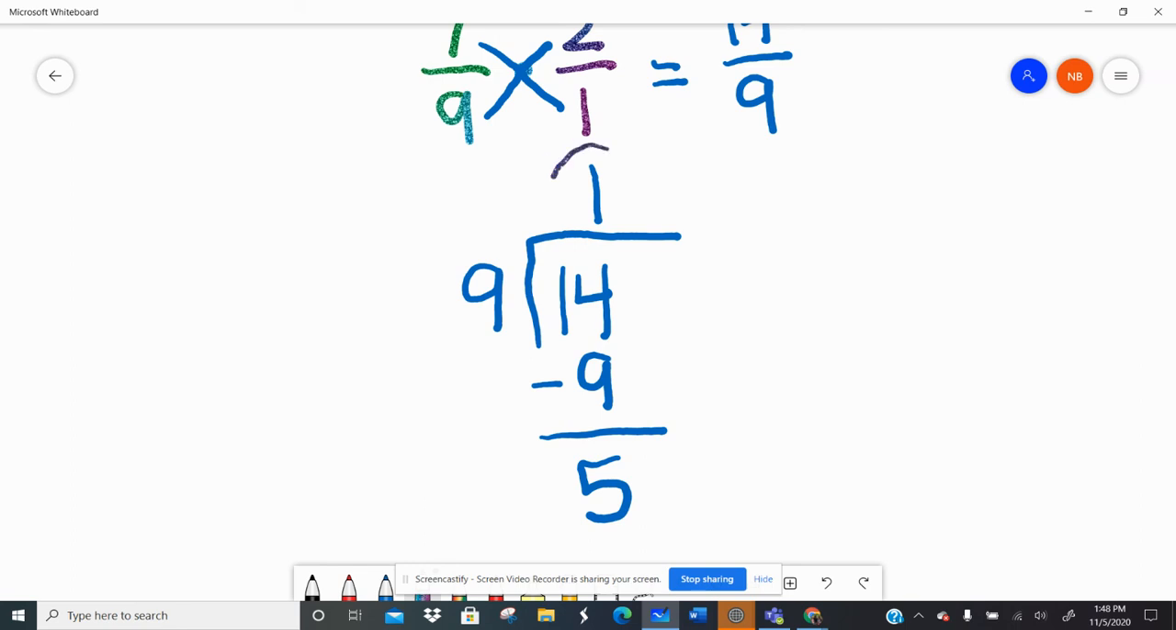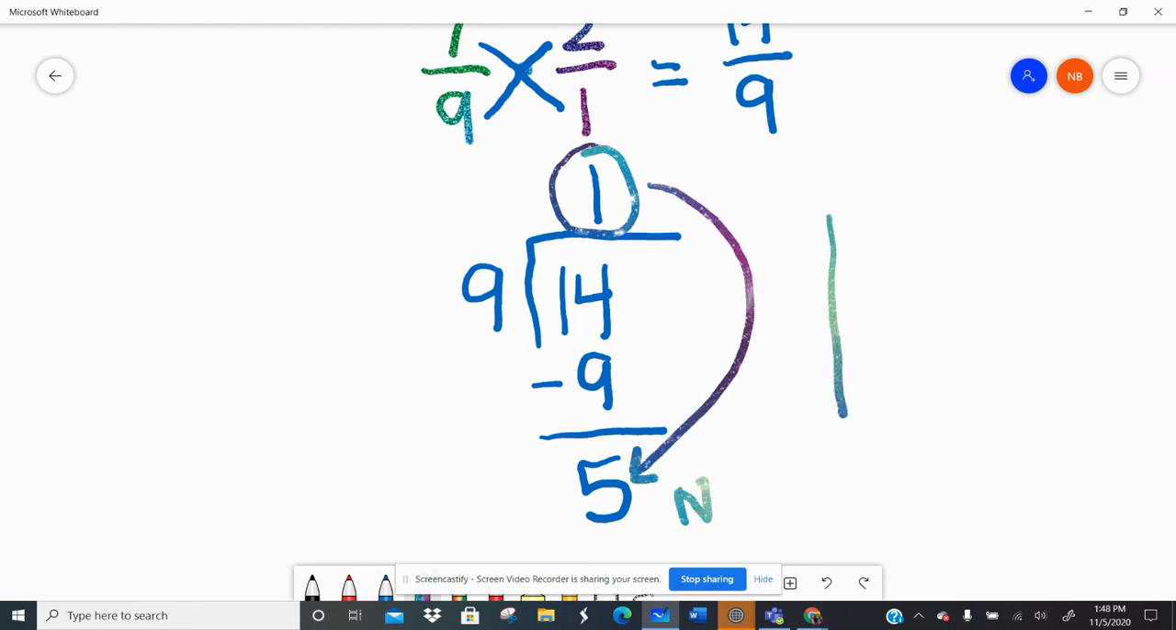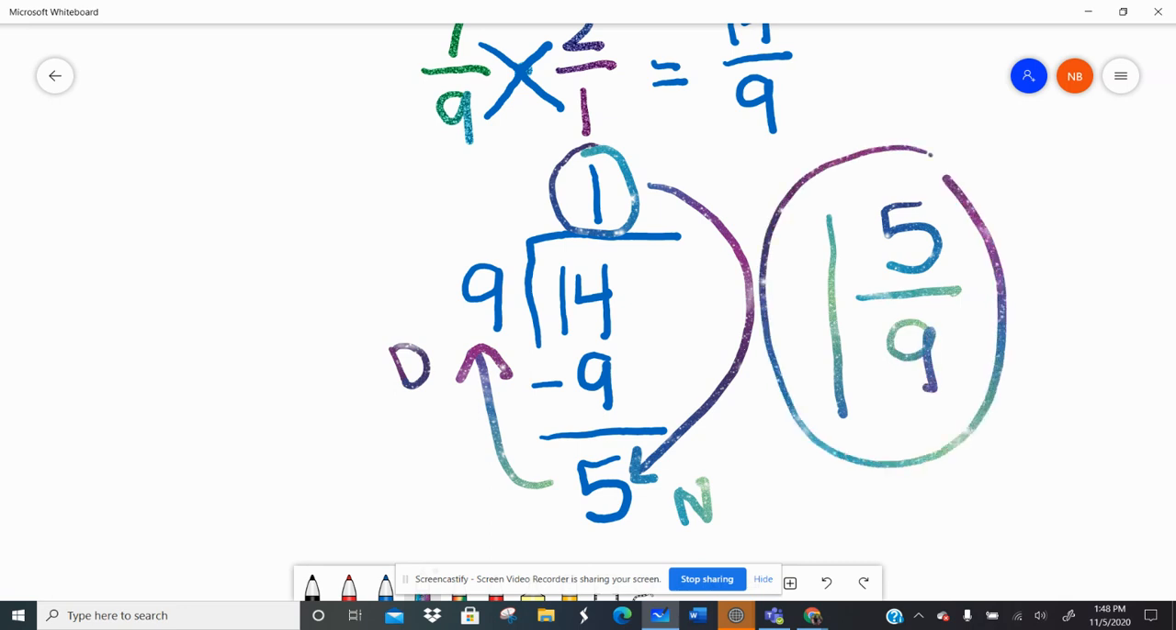Remember, top number is your whole number, and then you travel: numerator, denominator. I have 1 and 5 left over out of that group of 9 that I was trying to make. 1 and 5/9 is that final answer. I realize that I can do hard things. I'm a genius. Give myself a pat on the back.